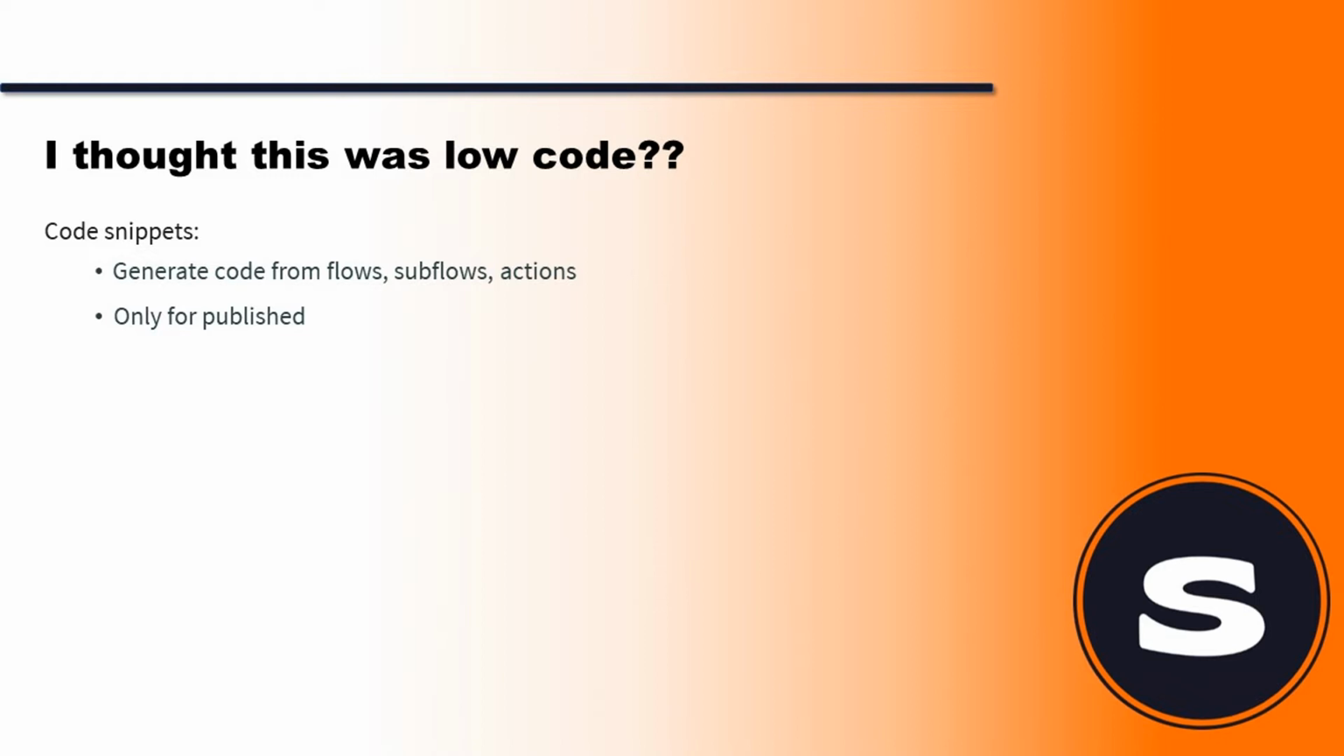So we can copy the code snippets. The other thing I just wanted to mention is that the code snippets are only really available when we've got a published thing, so a published flow, subflow, or action. If you've got it in draft and you're still working on it, you're not going to be able to get the code snippet. So publish it first, then get the code snippet. Okay, let's get into the tool and let's have a poke around and see what this thing does.